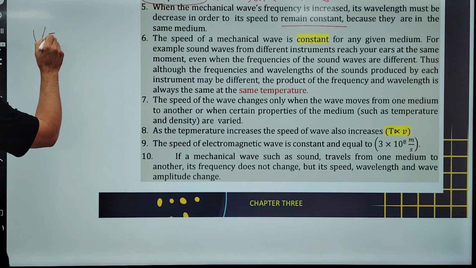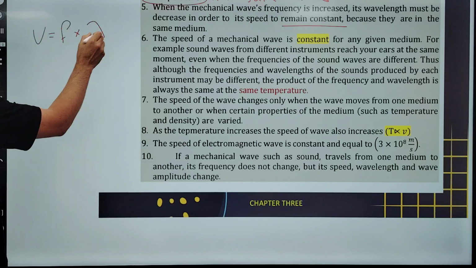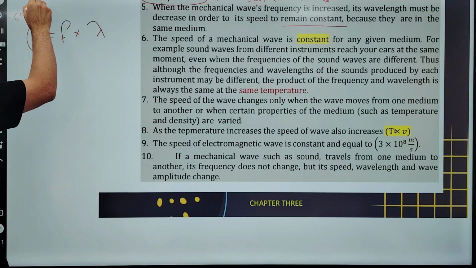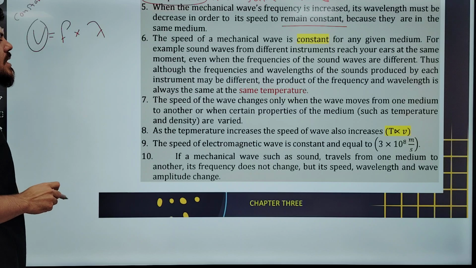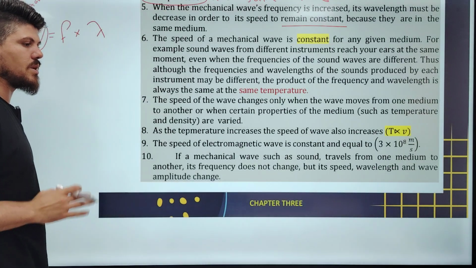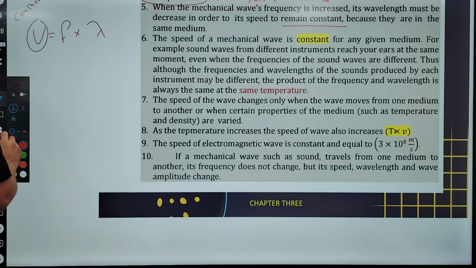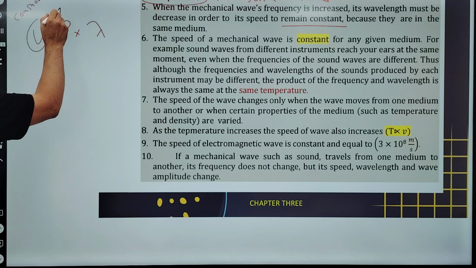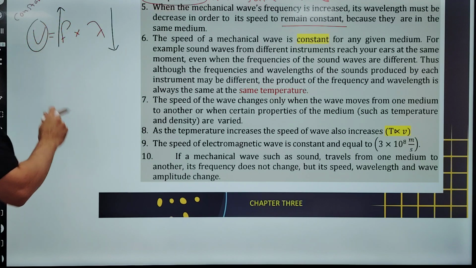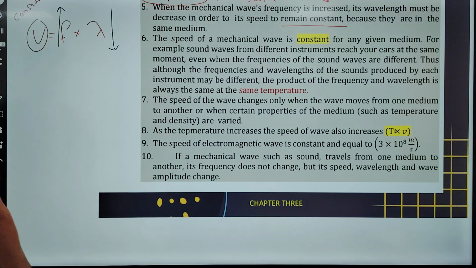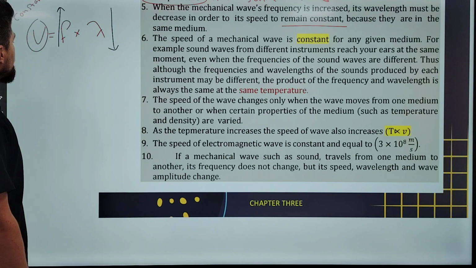When we say v is equal to frequency times wavelength, if the speed is constant, when does the speed of the wave become constant? At the same medium, at the same temperature. When the medium doesn't change and the temperature also remains constant. In that case, when frequency gets higher, what happens to the wavelength? The wavelength decreases, becomes lower, because it is inversely related.